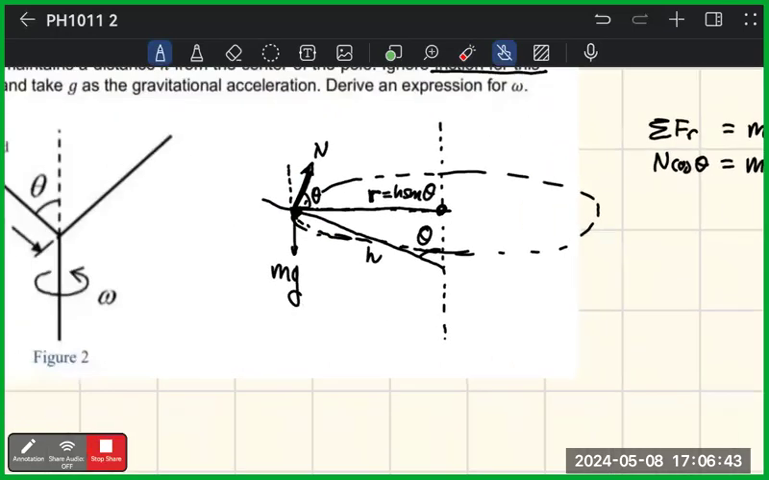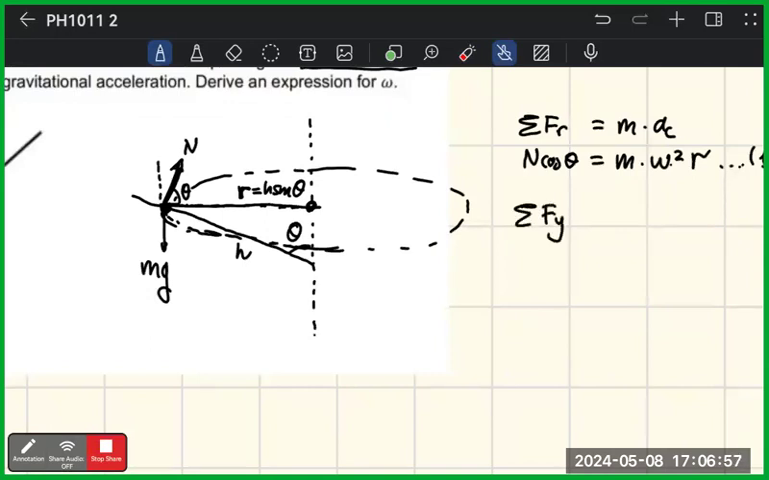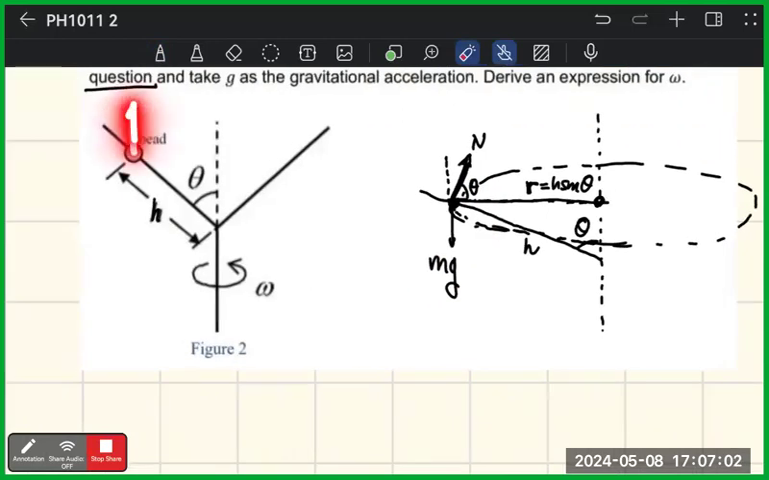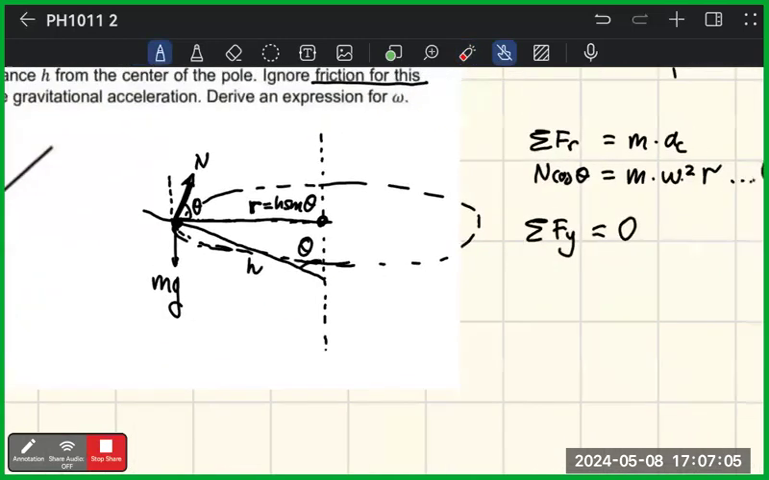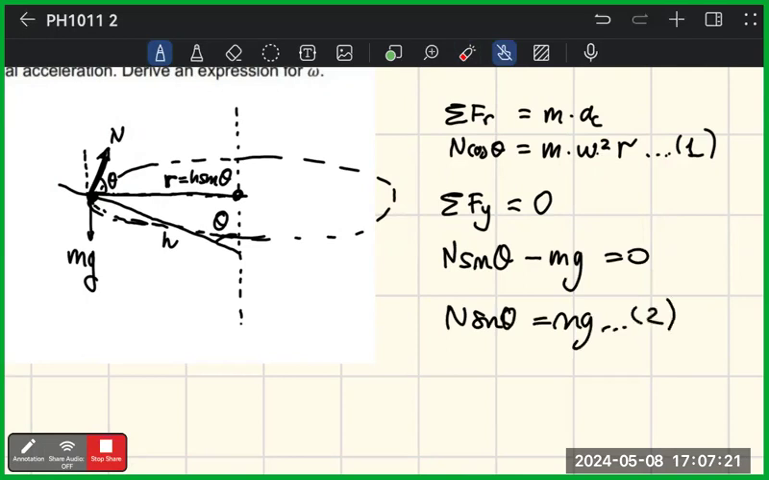The next equation is going to be on the other axis, which is the vertical axis. The sum of forces on the vertical axis is going to be 0. Why? Because it's not moving up or down, right? Because it's not moving up and down, we have n sine theta, because if you project n to the vertical axis, it's n sine theta, minus mg equals 0. So n sine theta equals mg. This is the second equation.